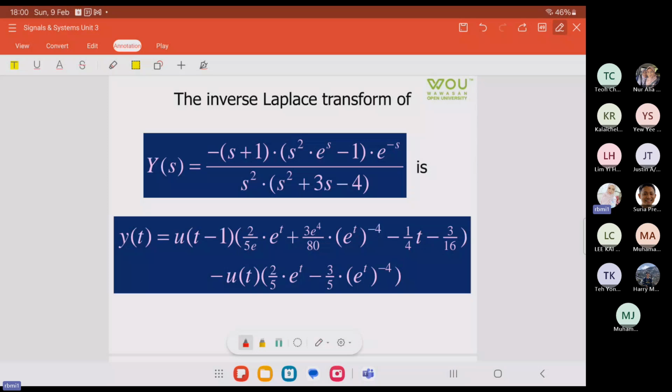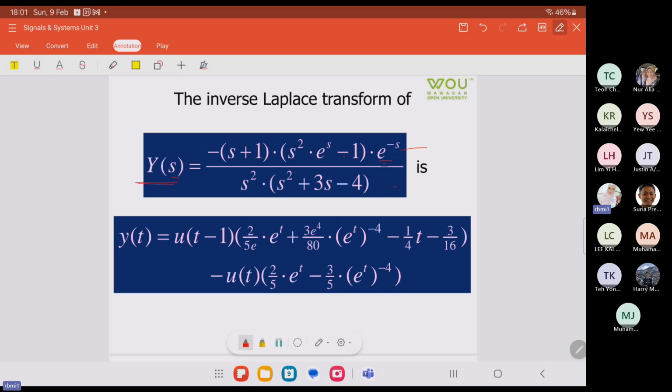All right, the inverse Laplace transform can be applied to solve differential equations and also simultaneous ordinary differential equations. We must apply the Laplace transform to ordinary differential equations to obtain algebraic equations. Then we can solve the equations and apply the inverse transform to obtain the solutions for the ODE. So this is the function in S domain. We have minus S plus 1 over S squared minus eS minus 1, for the numerator and the denominator.